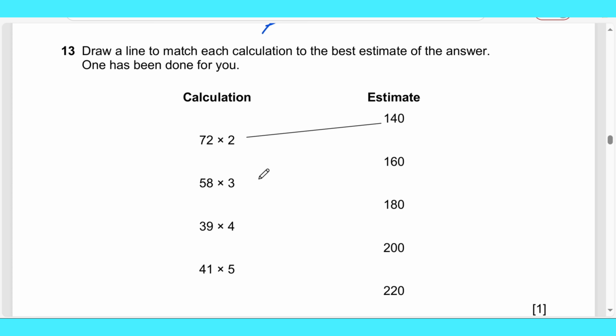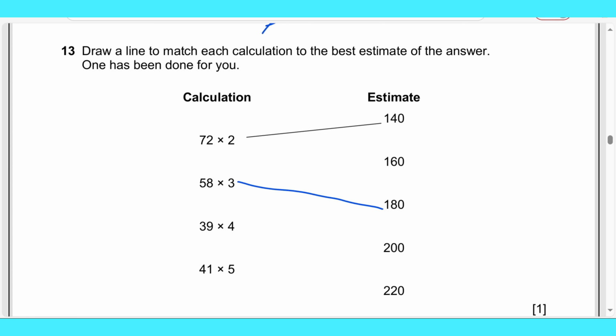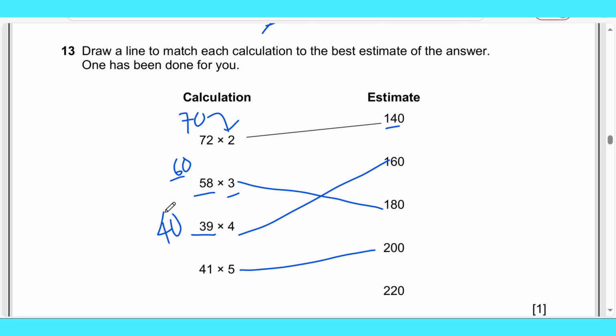The answer for this will be, this is 180, this is 160, and this will be 200. So how do we do that? Basically, you just have to round off, like 72 to 70, and 7 times 2 is 14. And this is rounded off to the nearest 10, which is 60, 6 times 3 is 18, so put 180. This one rounds off to 40, 4 times 4 is 16, and then add one more 0 to get 160, and this rounds off to 40, 4 times 5 is 20, 20 plus 10 is 200.